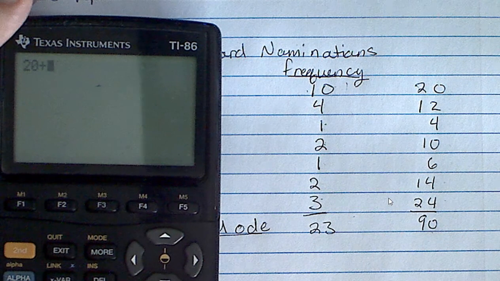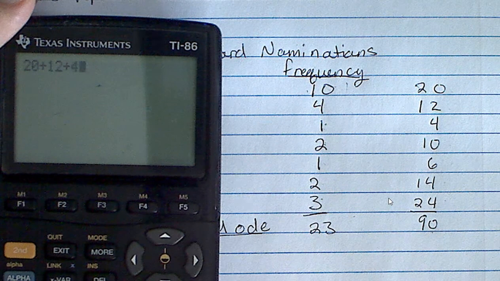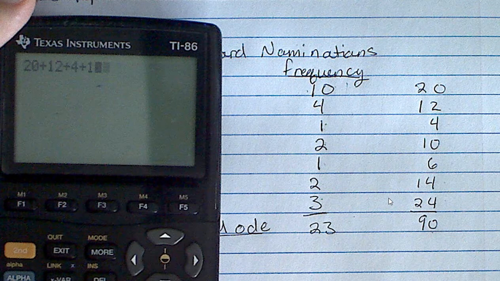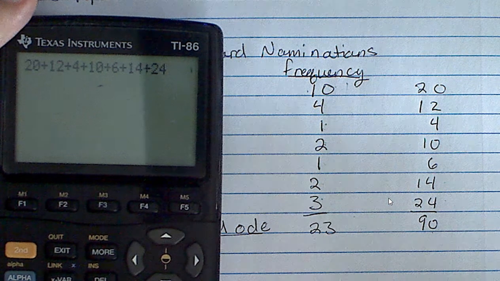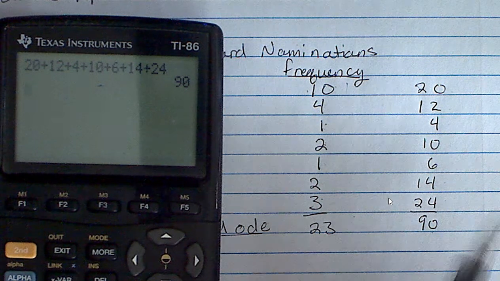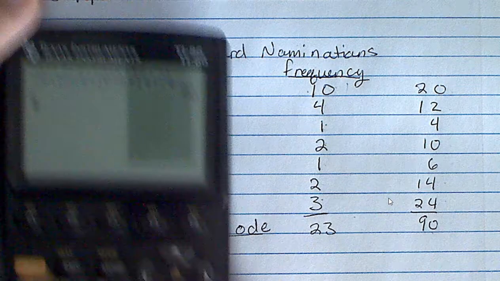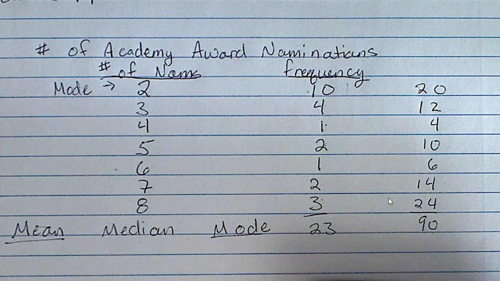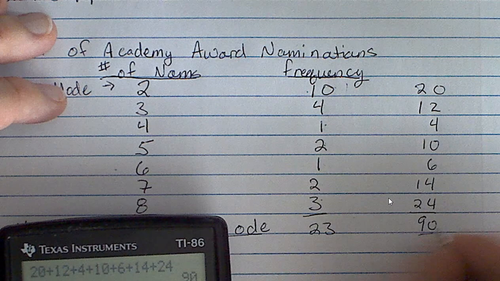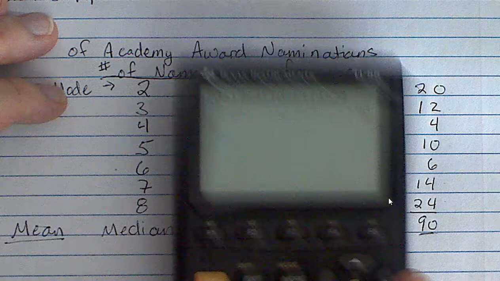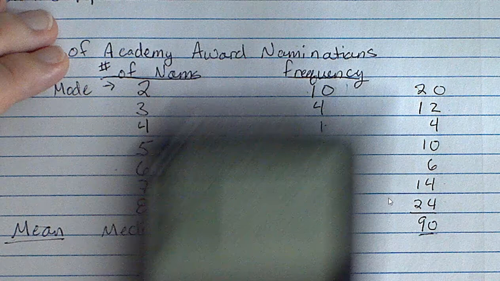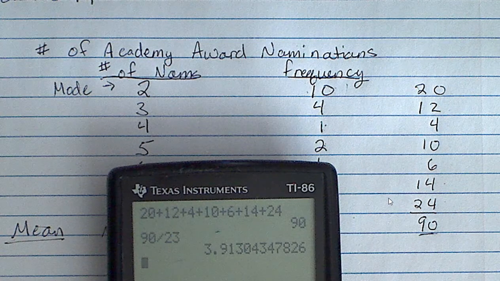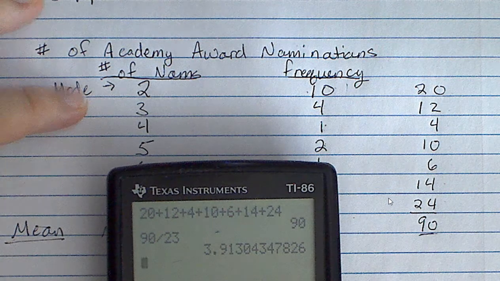So 20 plus 12 plus 4 plus 10, 14. I am not above making mistakes. So 90. So then the mean would be this number here divided by that number there. So 90 divided by 23. Now I get this huge decimal, so I'm going to round it to 2 decimal places.